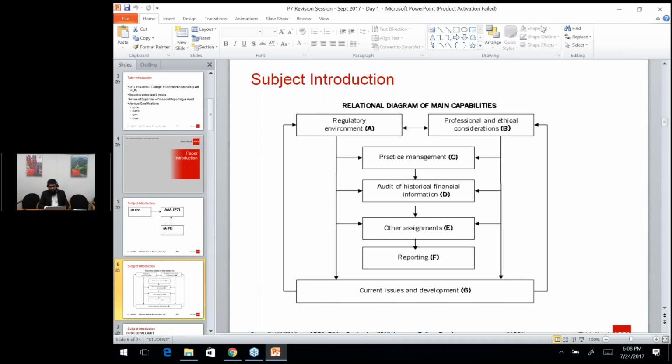The second thing is the overall syllabus structure, that is, how exactly the P7 syllabus is designed. You could see from this diagram that there are sections A to G for the P7 syllabus.